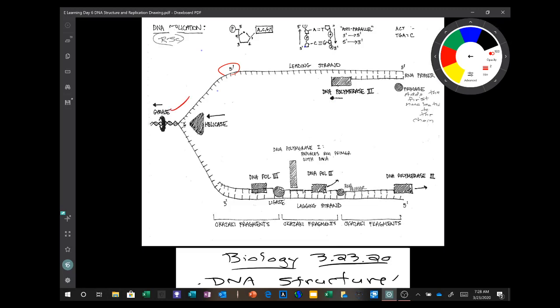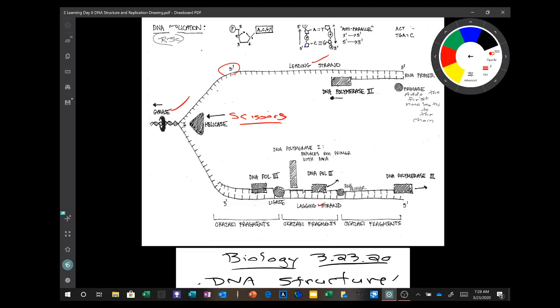The helicase is cutting. This is the scissors, scissors that basically cuts those hydrogen bonds. And now I have two strands. I have one strand, which is called the leading strand. And there's another one called the lagging strand, which lags behind the leading strand.